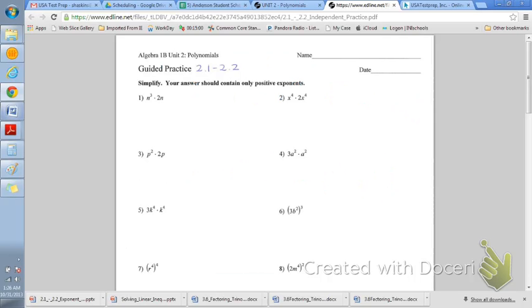Now you can go to your 2.1, 2.2 guided practice or independent practice. This will need to be submitted for homework, so if you don't get it done today, please turn it in by the next class.